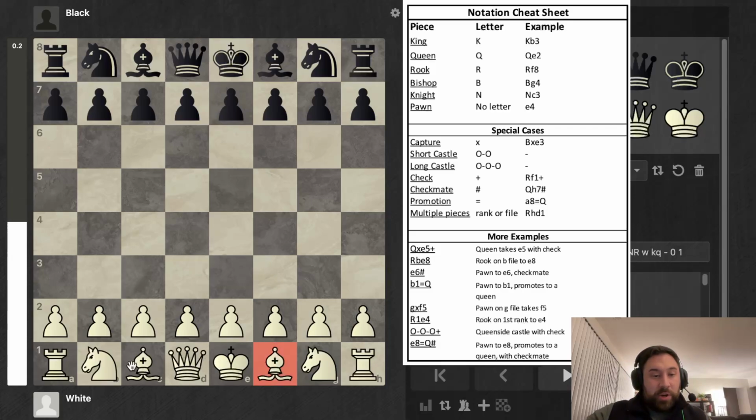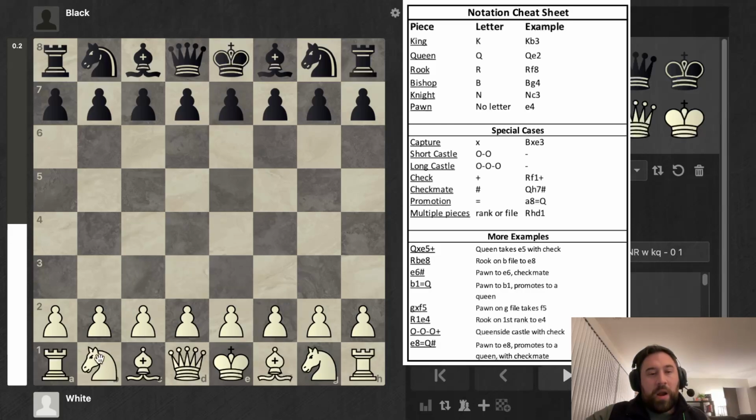The bishops should also be pretty easy. We've got 4 bishops, 2 for each team. The bishop gets the letter B. Makes a lot of sense. Bishops come out. Bishop comes to this square. This is going to be bishop C4. BC4 is how we would write that. Okay.